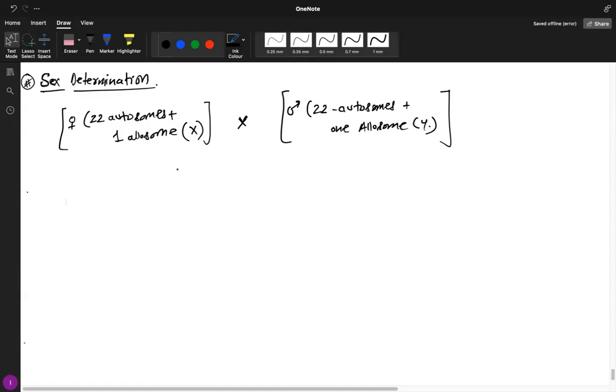The allosome pair in a male body is not a homologous pair, because the allosome pair in a male body is X and Y chromosome. These two are not homologous chromosomes. Why? Can anyone tell me why these are not homologous chromosomes? Because they don't have the same length. Yes, you're right. They don't have the same length, but it's not only about length. What was the definition of a homologous chromosome? Length is one criterion, yes, correct.